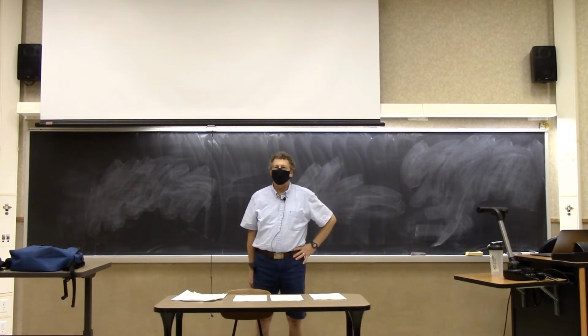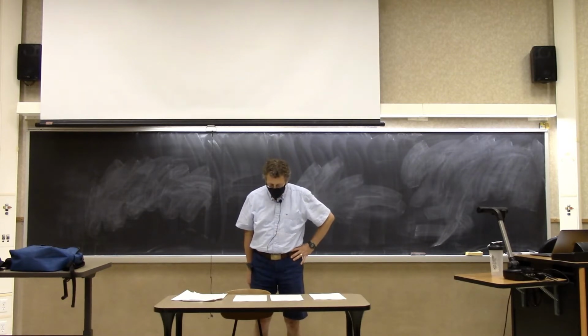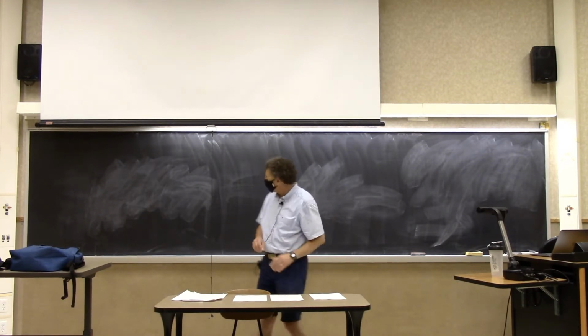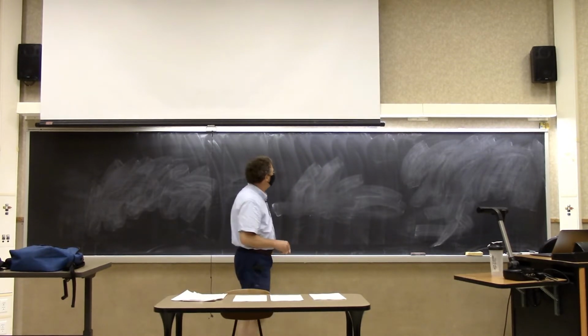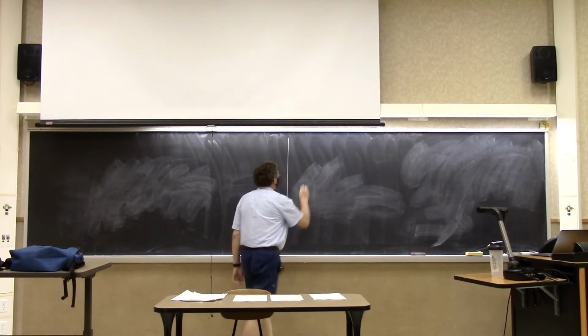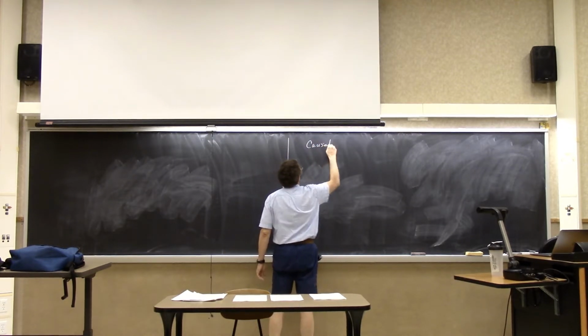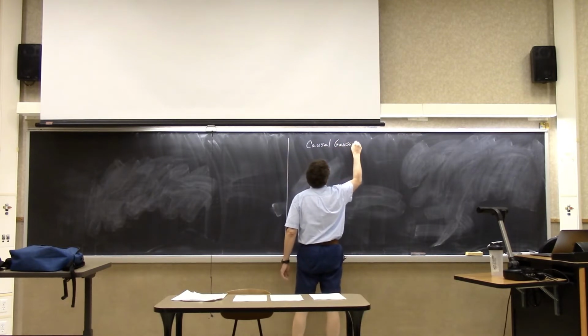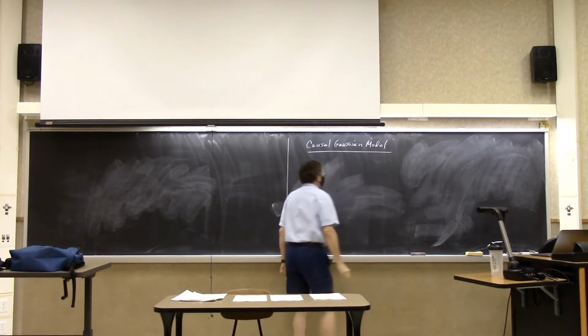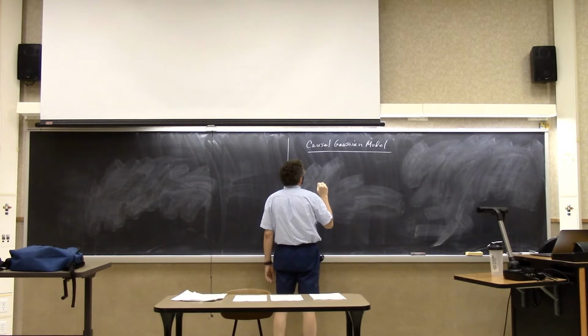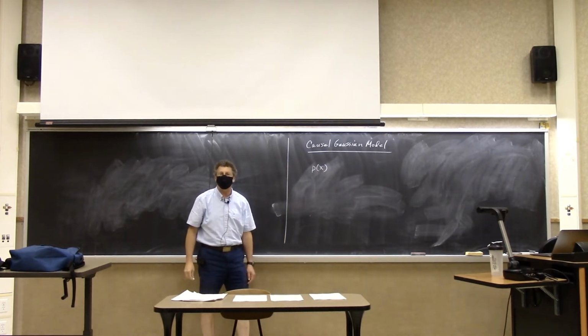And today we're going to finish up the material on causal Gaussian models, and we're going to do the 2D case, okay? And so the idea in a causal Gaussian model is that you want to write down the probability distribution of the complete sequence, okay?